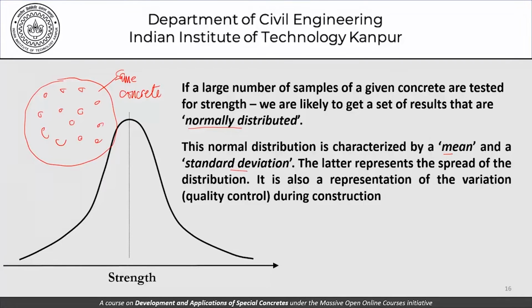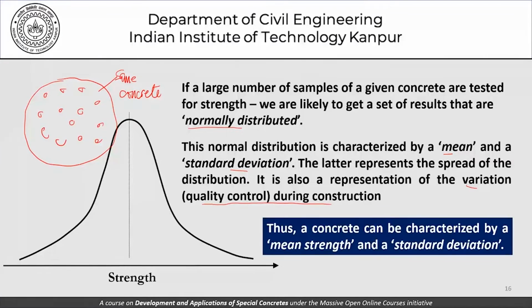Now the latter represents the spread of the distribution and is also a representation of the variation or the quality control during construction. What this effectively means is that if I take all these values here, there will be a certain spread. Depending on the kind of quality control that we followed in creating this concrete mass, that spread will vary. If the quality control is good, the spread will be small. But if the quality control is poor, we can expect a large value of the spread. Thus, a concrete is characterized by a mean strength and a standard deviation.